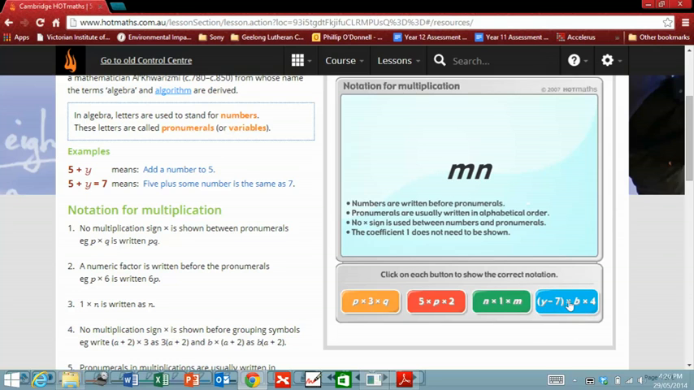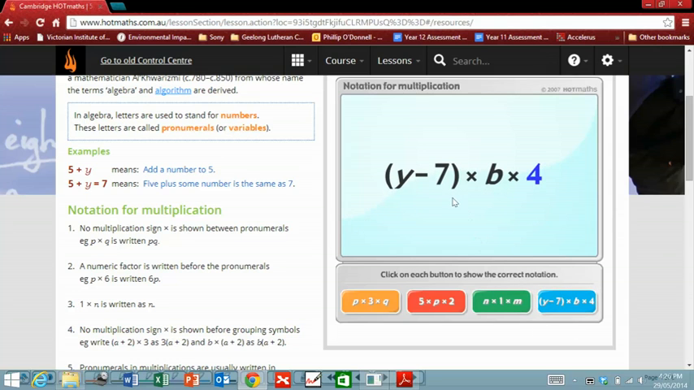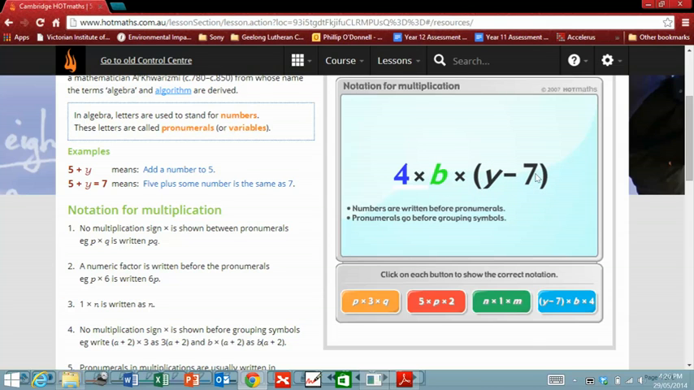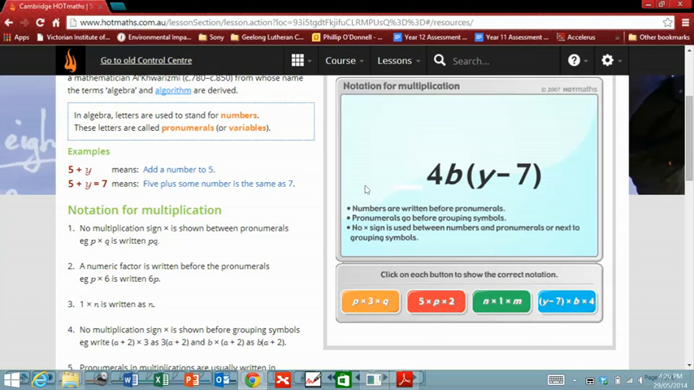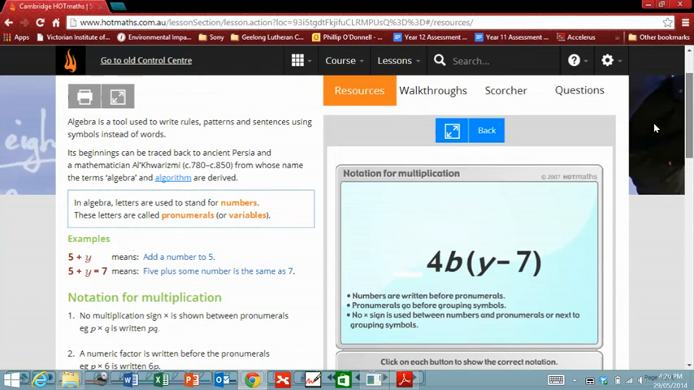This last one at the bottom here, what do you reckon is going to happen here? The 4 comes out the front. We get the y to come next to the 4, the brackets go at the end, and we get rid of the multiplication signs. So numbers are written before pronumerals. Pronumerals go before grouping symbols, so there's brackets that are grouping the y minus 7 together. That goes at the end, and then we get rid of the multiplication signs. So hopefully that makes sense to you.